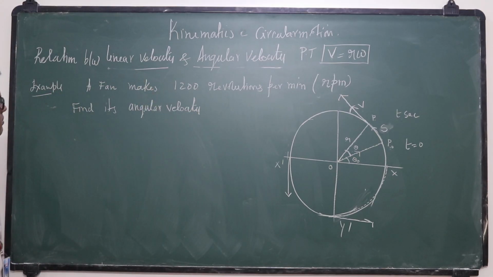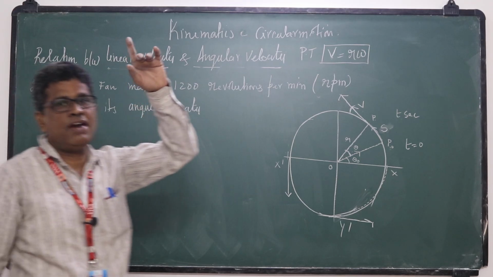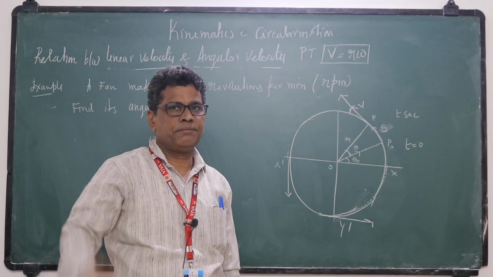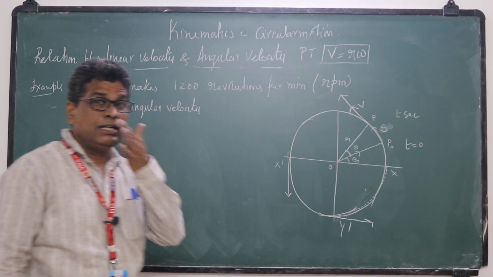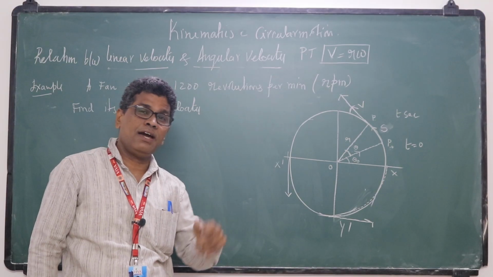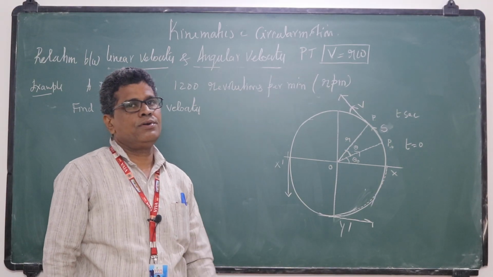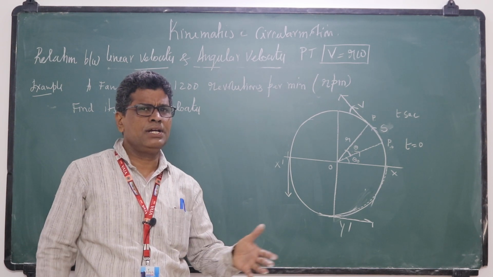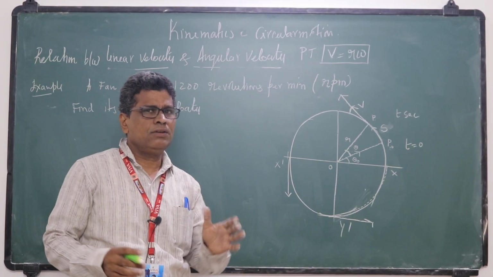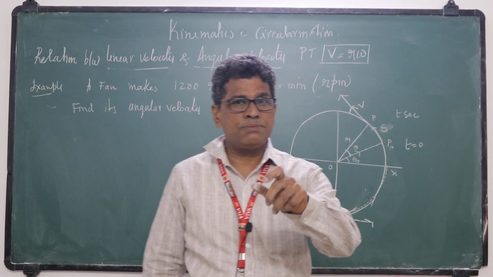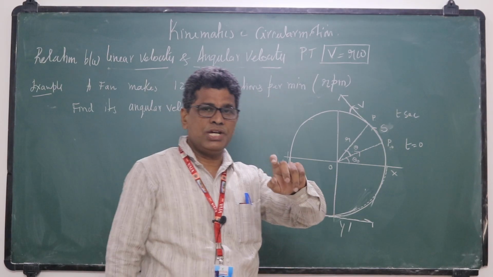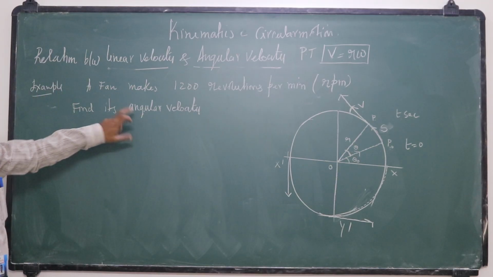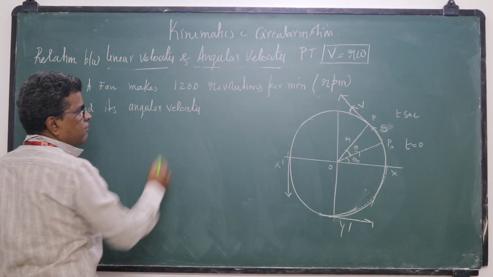Okay, this is the problem, a simple problem. The blades of the fan are rotating. The speed of the fan we measure in RPM. What is RPM? Revolutions per minute. If it is making more revolutions, you will get more speed, isn't it? The fan, you are changing its speed. There is a speed regulator of the fan that we can use to change the speed of the fan. So how to find the angular velocity? It makes 1200 revolutions per minute.